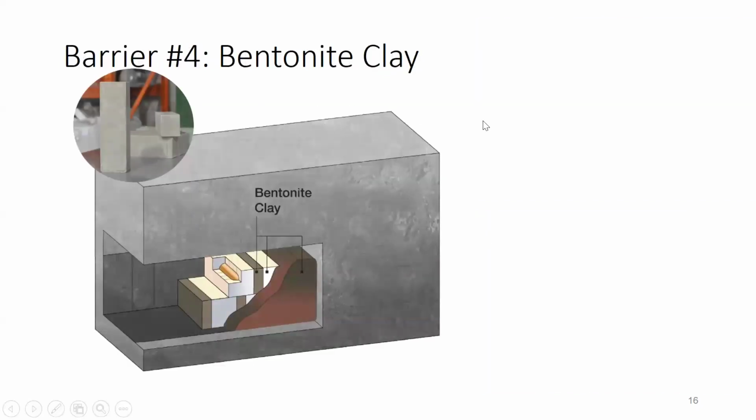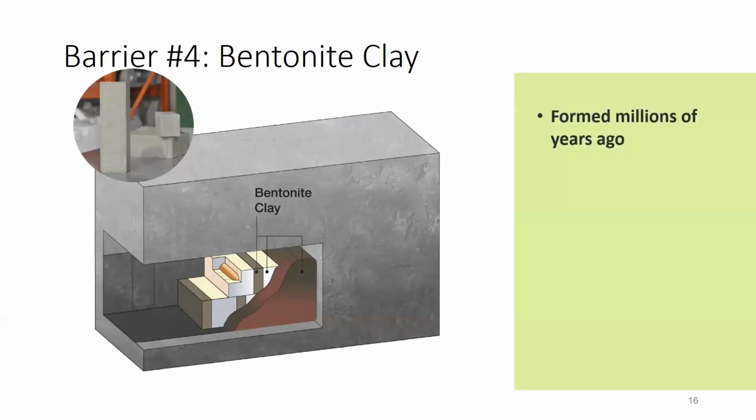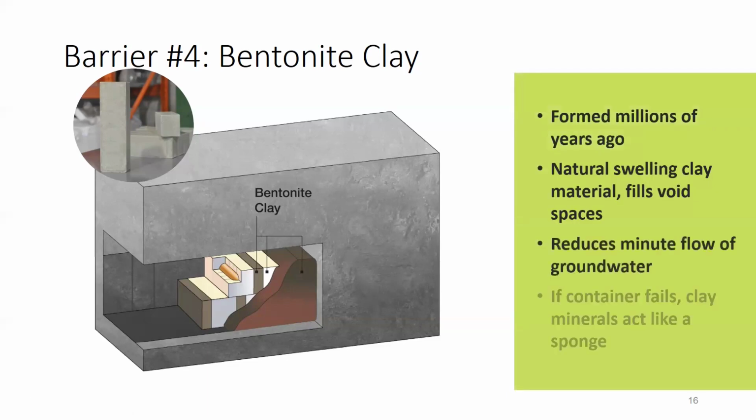The next barrier is bentonite clay. Bentonite clay is a very, very dense clay that acts as a cation exchange. Any cations that are produced potentially from radioactive waste dissolving, the clay itself acts as a barrier for their release. It naturally swells, fills voids and spaces, reducing air volumes and transport of water to the container. And if the container fails, the clay acts as a sponge for any of the cations that would be released, particularly uranium or other transuranics.